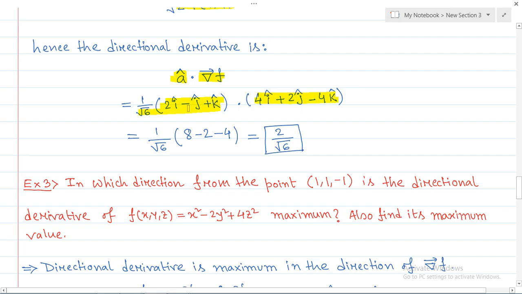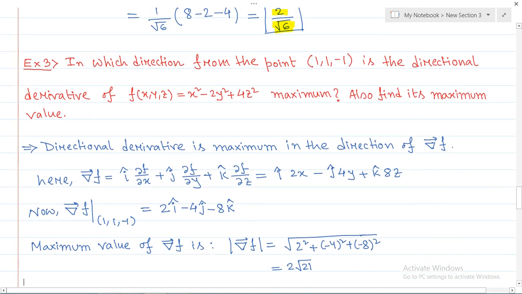So for the dot products, i dot i, j dot j and k dot k are going to be 1, and the other components' dot products are going to be 0. So after calculating, the result is coming as 2 upon root 6. So this is the way we can calculate the directional derivative of any scalar point function toward a particular direction. Let us come to the next problem.